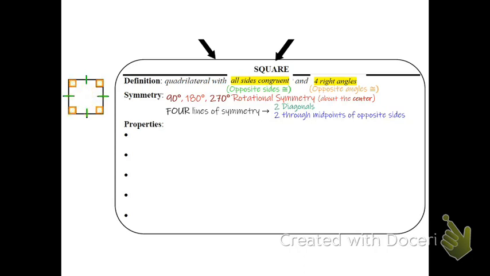Now, as far as the properties go, we have the opposite sides congruent and the opposite angles are congruent from above. But in addition, opposite sides are parallel because it's a parallelogram. The diagonals bisect each other, again, because it's a parallelogram. The diagonals are perpendicular because they're also rhombi. The diagonals bisect the interior angles because it's a type of rhombus. And because all squares are rectangles, the diagonals are congruent.